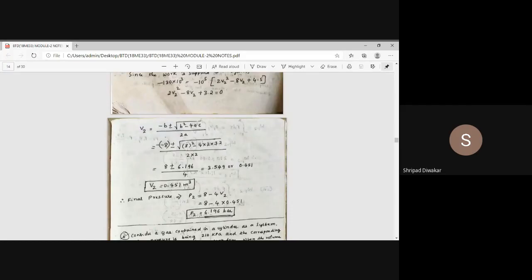Understood? Yes, sir. Good. Like that only they'll ask in the exam. Such kinds of problems are available in the textbook, so all of you have to practice them, because problems are the most important part of thermodynamics. You have one theory question and another problem question. One question carries 10 marks, the problem carries 10 marks. In all the chapters we have numerical problems, so you should be well aware of how to solve them and get the values.